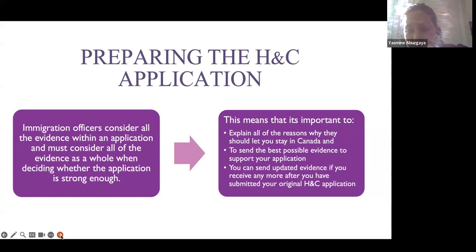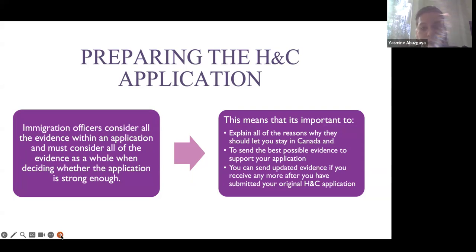When you're preparing the agency application and all of that information has gone into IRCC, the immigration officers would consider all the evidence within the application and are required to consider all of this evidence as a whole when deciding whether or not the application is strong enough to approve. That means that it's important for you as the applicant to explain all of the reasons why you should be granted permanent residence from within Canada. And that's why it's important to send the best possible evidence to support your application and to collect as much evidence as possible that could support your application.